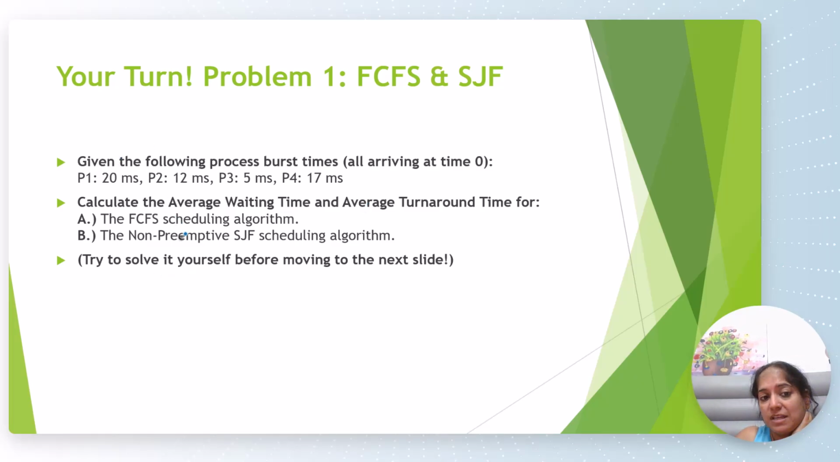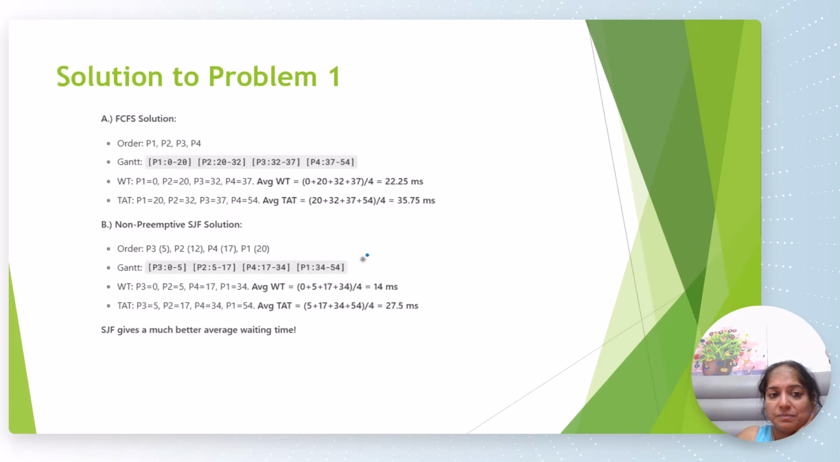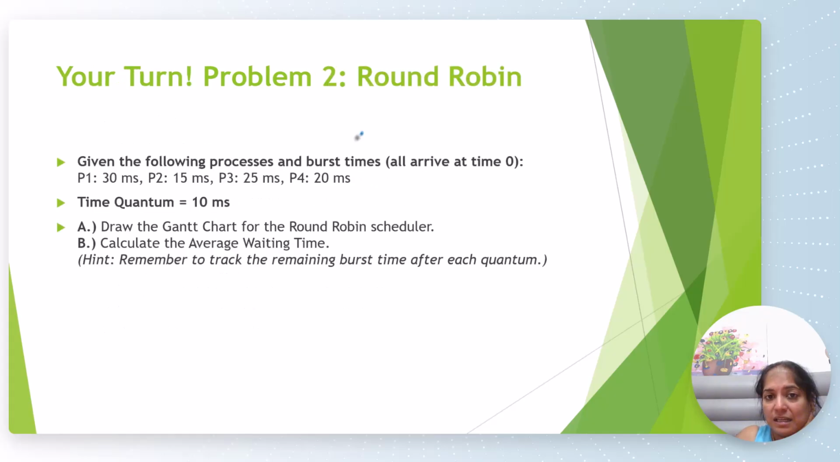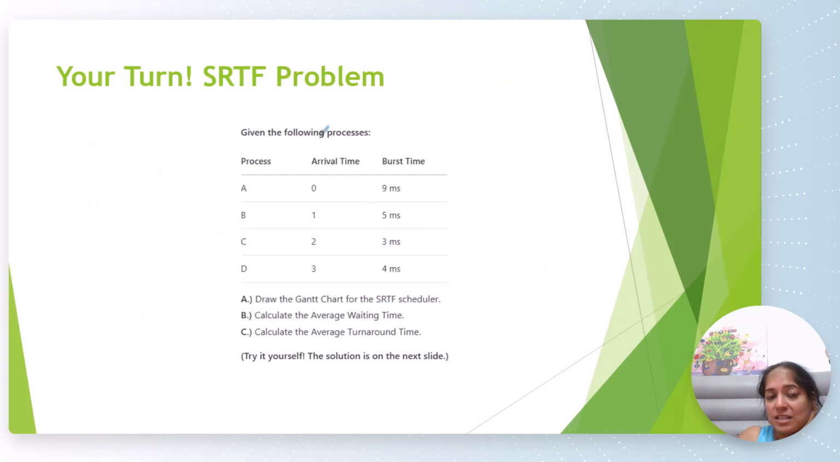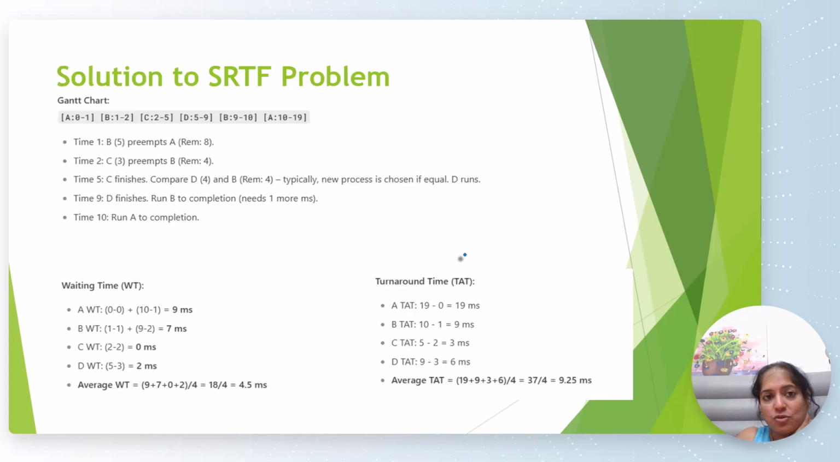So now it's your turn to do some questions. One question for FCFS and non-preemptive SJF. These are the four processes with the given burst time. You need to compare their turnaround time. The solution is on the next slide, but do it yourself. Another one is for the round robin. The next one is for the SRTF. These are just some of the practice questions you need to do.